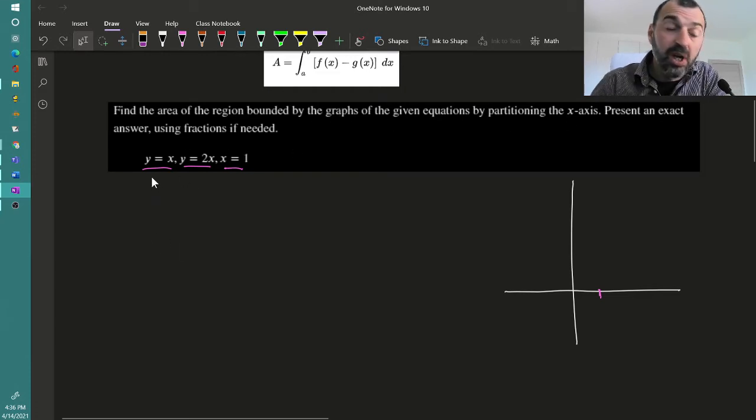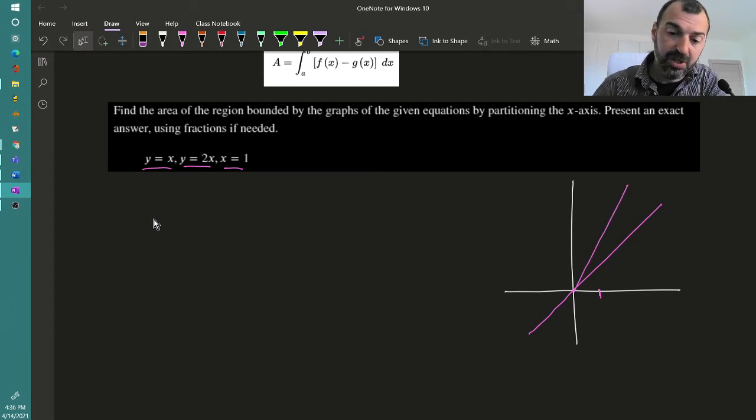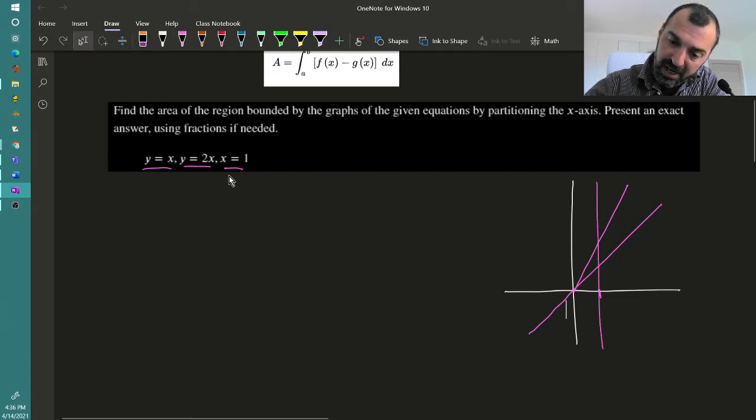Okay, so basically our one function is y equals x. Pretty classic function. Thanks for giving us a pretty easy one there. So y equals x. Y equals 2x, so that's again pretty easy, which is just going to be that function there. All right, and then x equals 1, which is this function right there. As you can see, if you've done that all correctly, it forms an area, all right? And there's our area right there.